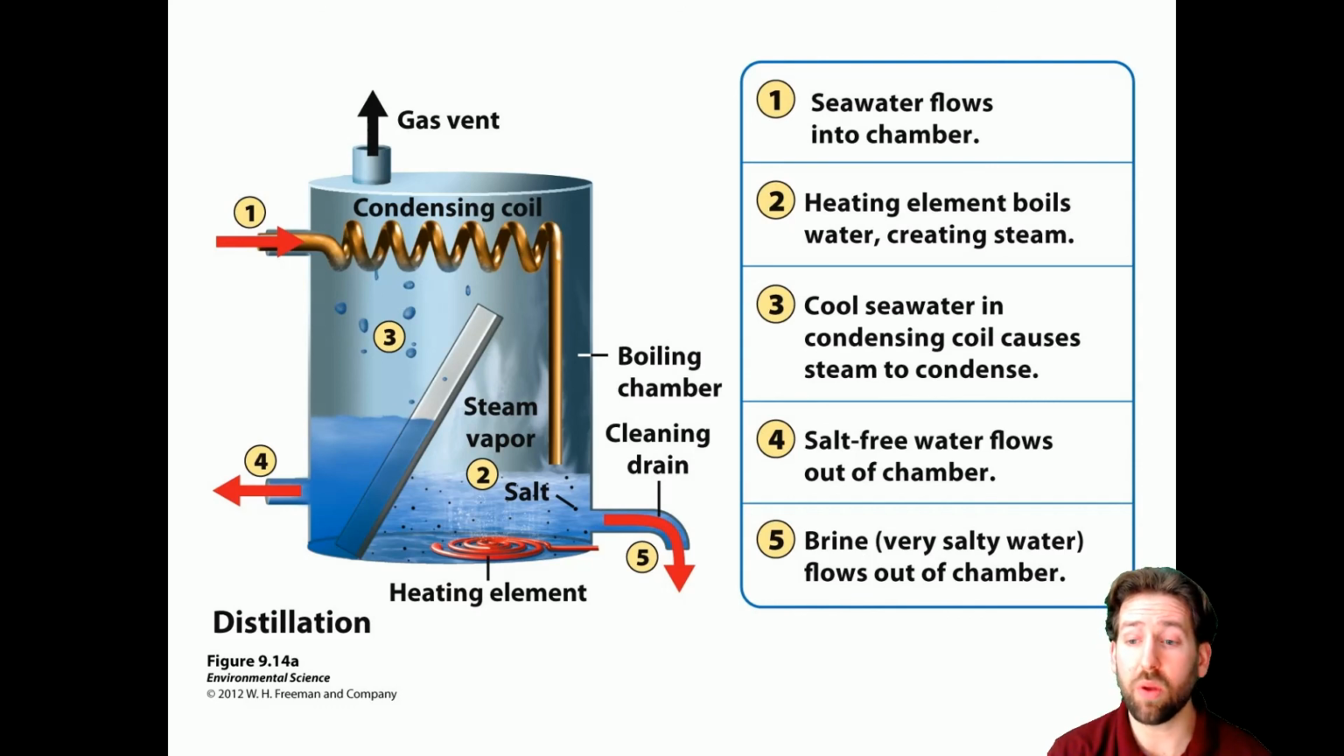And so the salt-free water at 4 is going to flow out of the chamber after it's collected. And then 5, the brine, or the very salty water, which will be extremely salty since you're taking most of the water out, will flow out, and they have to deal with whatever's left. So that's the idea, that they're heating up the seawater, they're catching all of that vapor, and then they're taking that away as fresh water by using a pretty smart process of cooling it using the seawater itself.